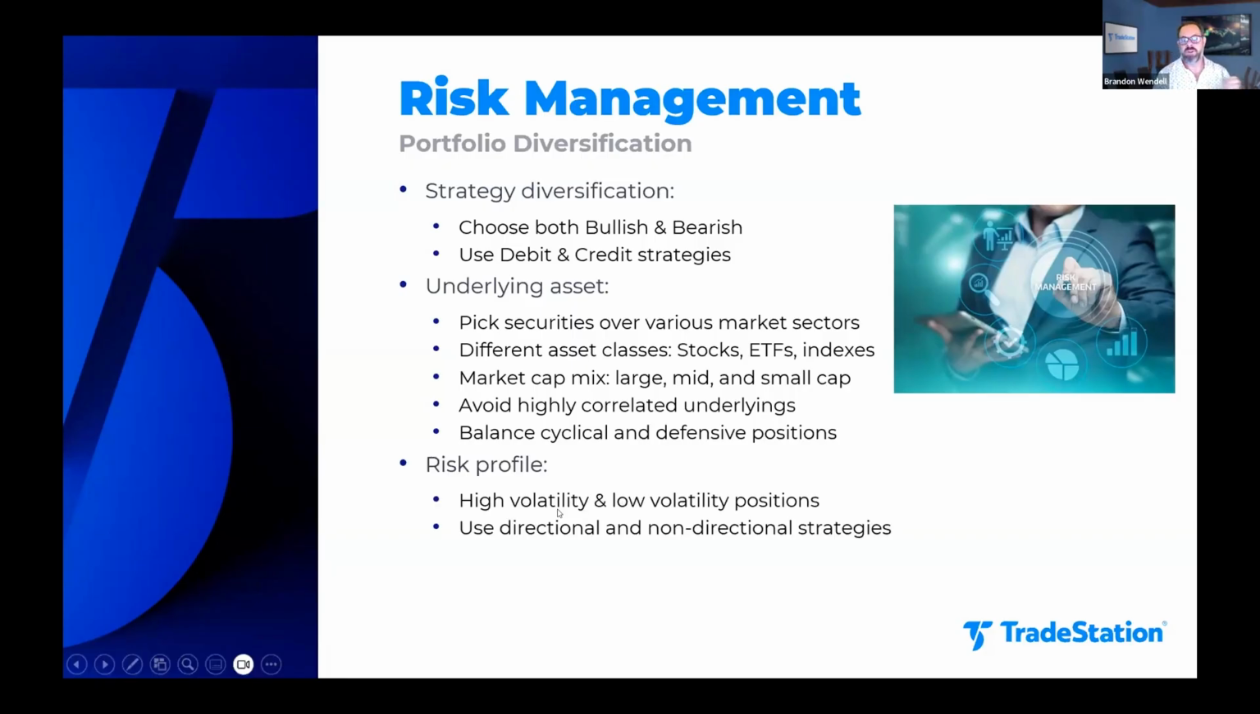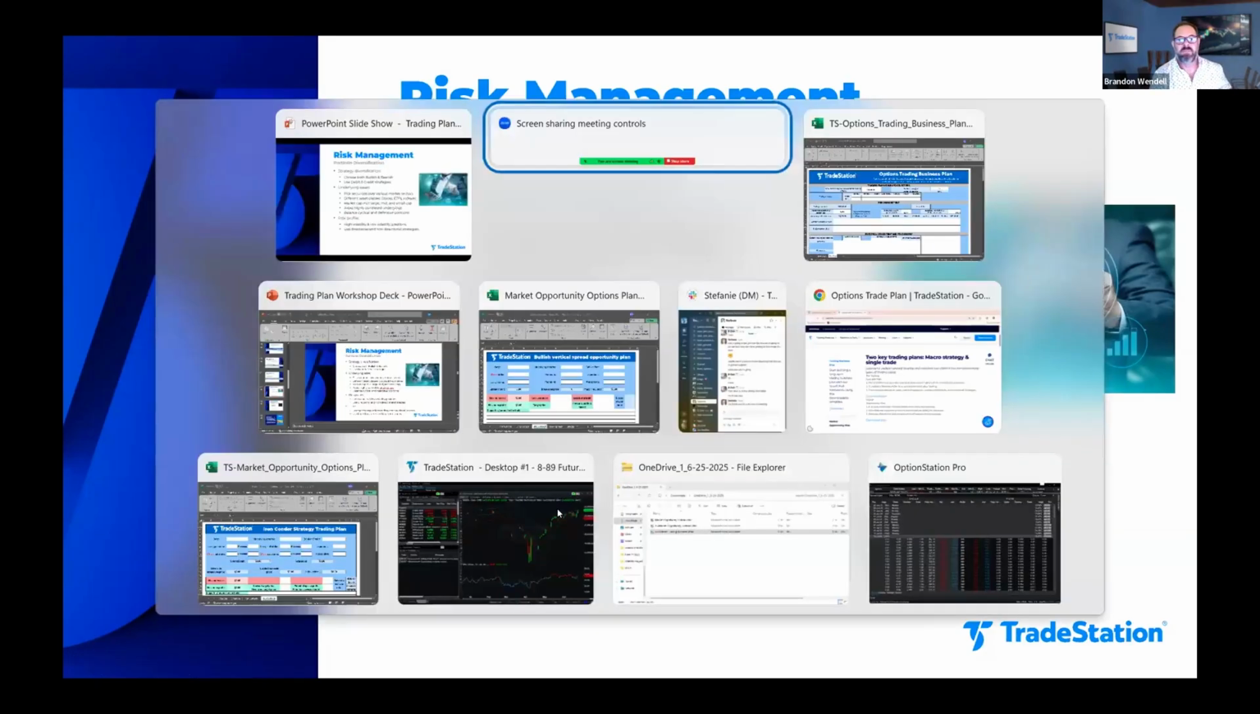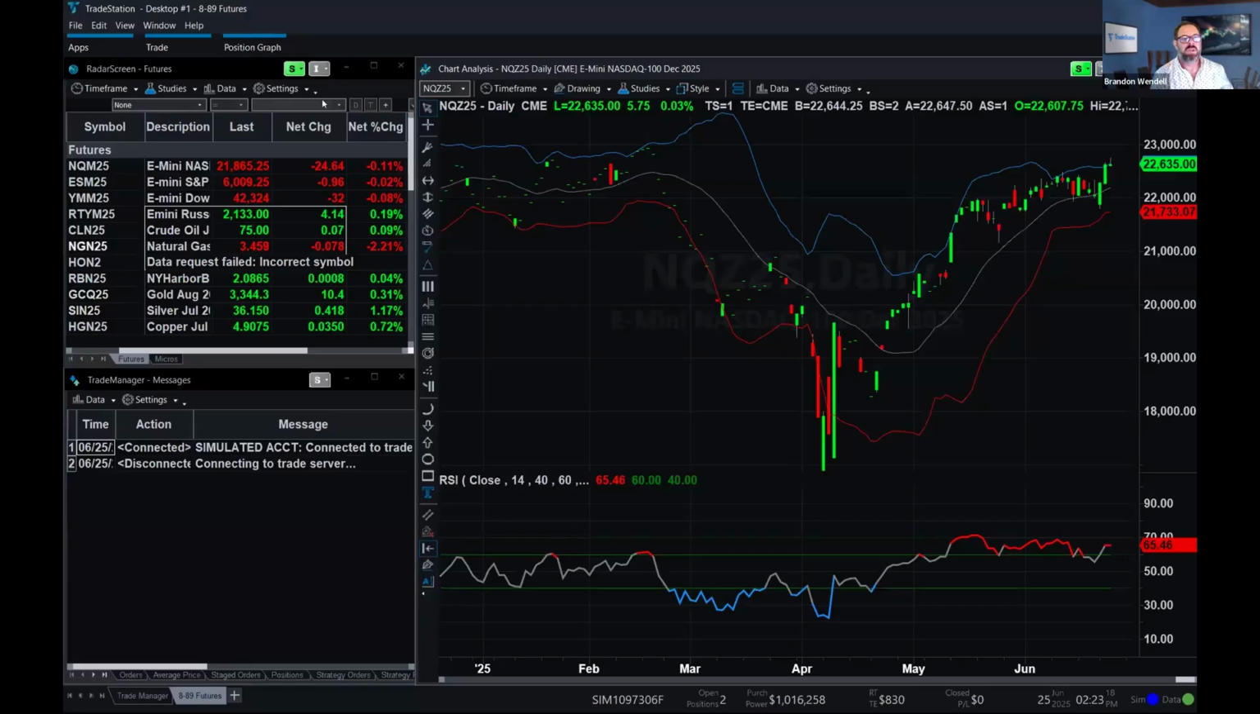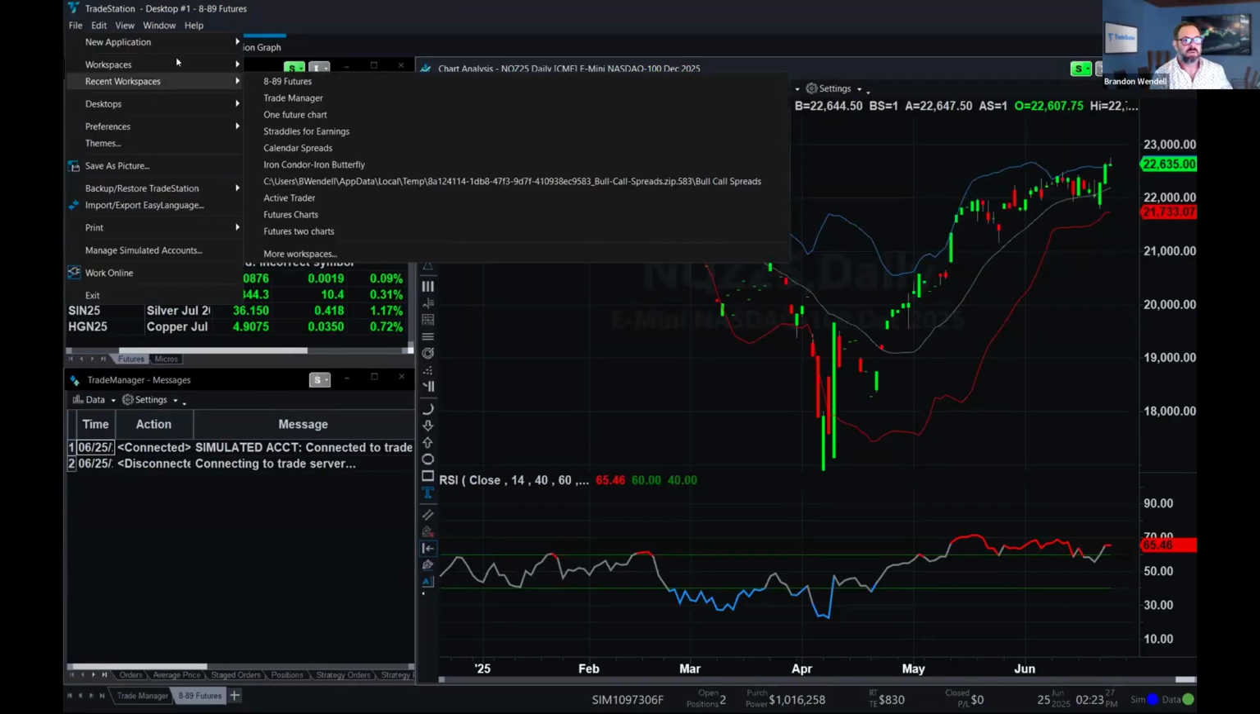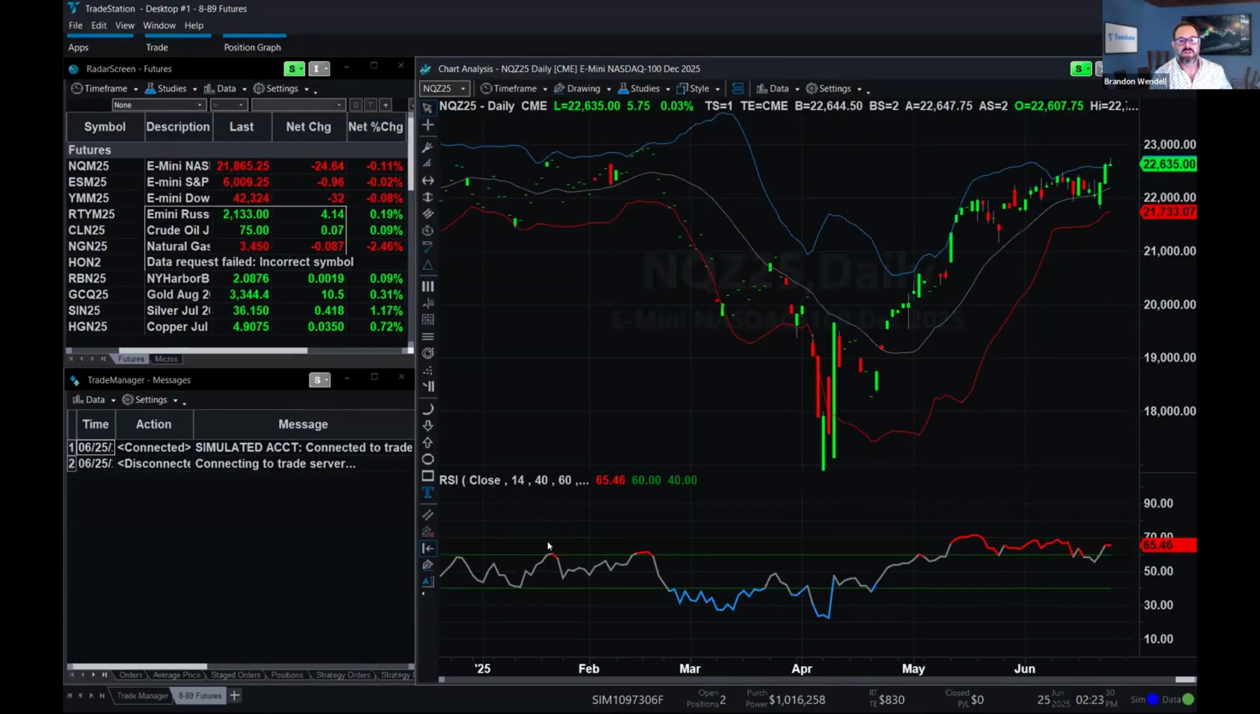And we can alternate. And the nice thing is with TradeStation, where is it here? There it is. We can create radar screens. You see, I need to open up an options. No, that's not what I wanted. Workspaces, open. There we go.